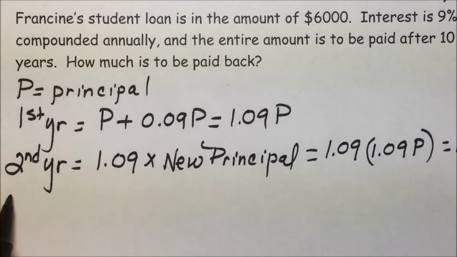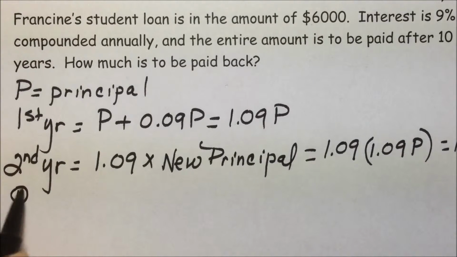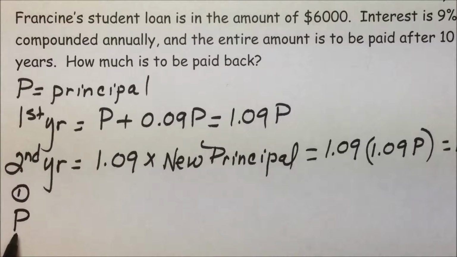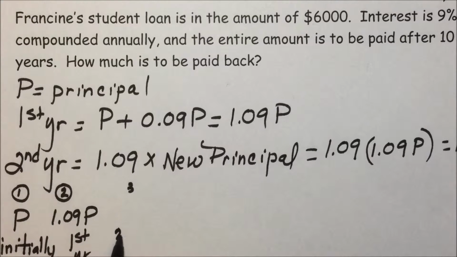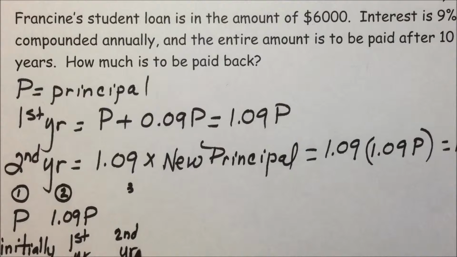So let's lay these values out. Initially, they owe P. After the first year, the next term we found was 1.09 P. This is the end of the first year. This is the end of the second year, and so on.